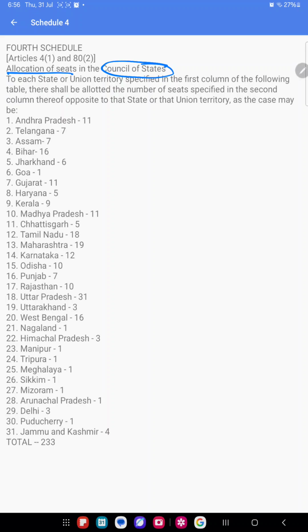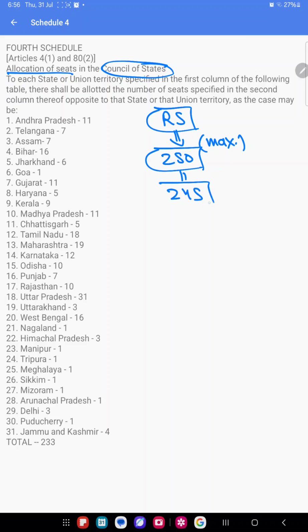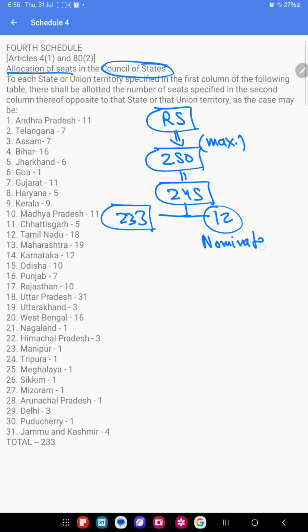So you know that in Rajya Sabha the maximum strength which is allowed in the Constitution is 250. While at present the strength of Rajya Sabha is 245, and इसमें से 233 are elected members and 12 are nominated members जिनको president nominate करते हैं for their special characteristics.